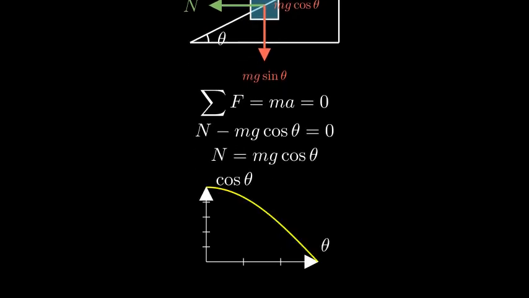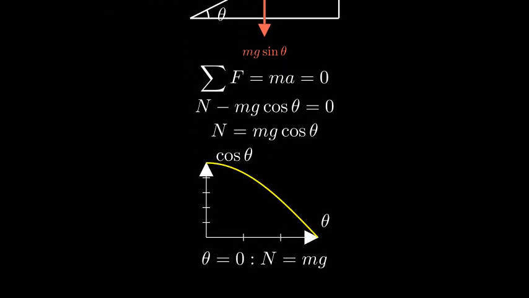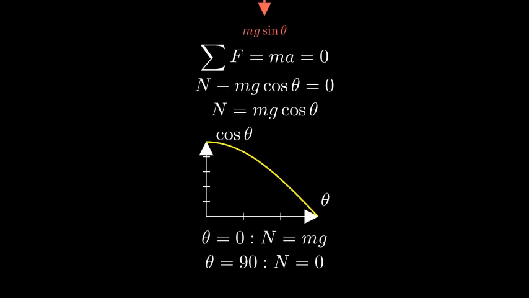To verify our understanding, let's check two extreme cases. When the angle is 0 degrees, cosine theta is 1, so the normal force equals the weight. When the angle is 90 degrees, cosine theta is 0, so there is no normal force, which makes sense because the box would fall straight down.